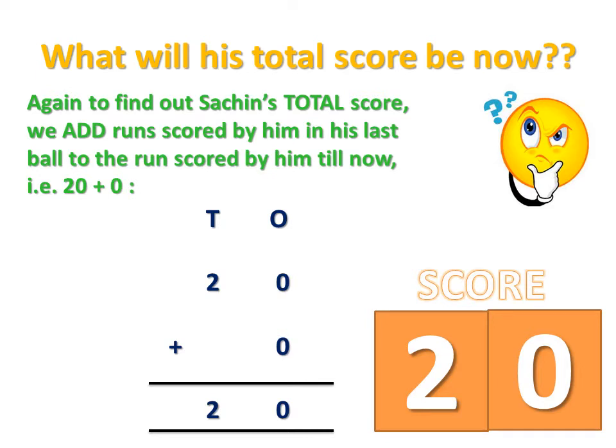Again, to find out Sachin's total score, we add the runs scored by him on his last ball to the runs scored by him till now. So his runs will be 20 plus 0. After finding the sum, we notice that our sum comes out to be 20. Oh, it's the same number which we had added to 0. So what do we notice from this?